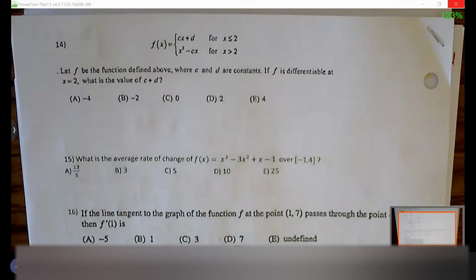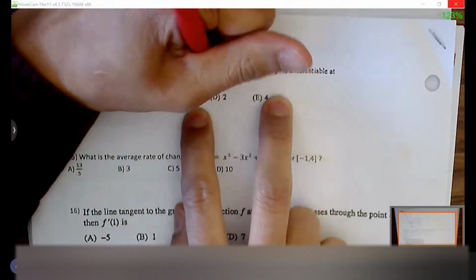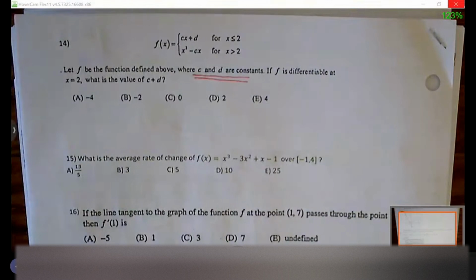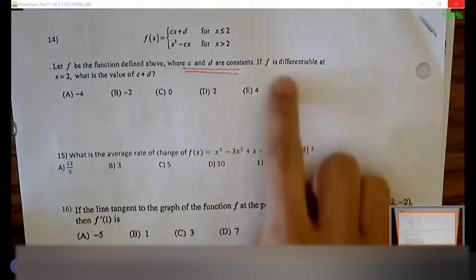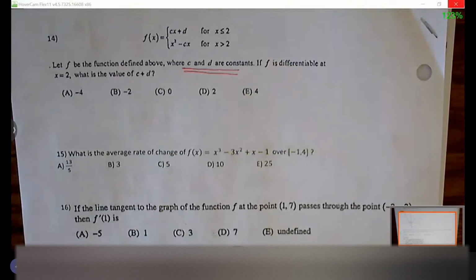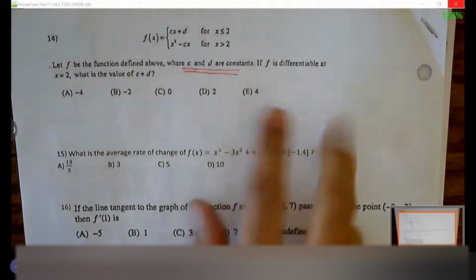It says, let f be the function defined by this piecewise function where c and d are constants. So something to point out is the fact that we have two missing pieces of information. Okay, we have two missing values to look for. If f is differentiable at x equals 2, what is the value of c plus d?